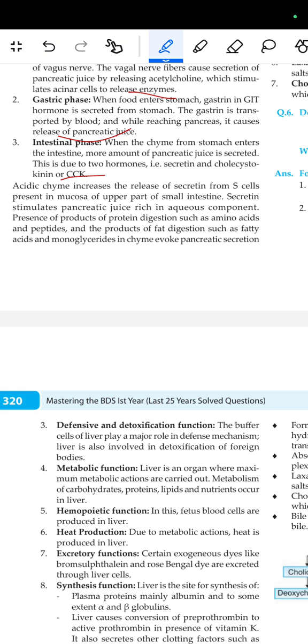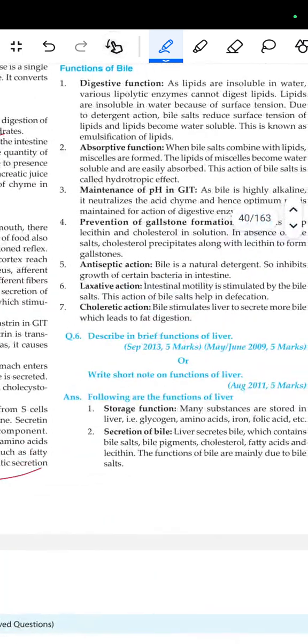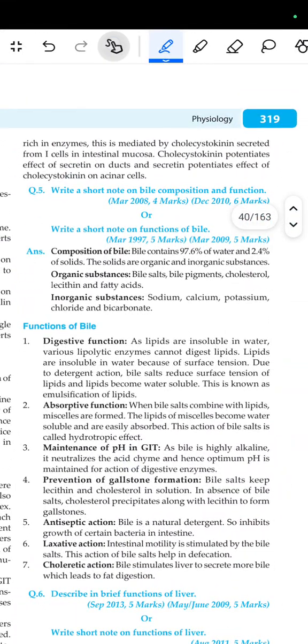Presence of the products of the protein digestion such as the amino acid and the peptides, and the products of the fat digestion such as the fatty acid and the monoglycerides in the chyme evoke the pancreatic secretion rich in the enzyme. This is mediated by the cholecystokinin secreted from the I cell in the intestinal mucosa. Cholecystokinin potentiates effect of the secretin on the ducts and secretin potentiates effect of the cholecystokinin on the acinar cell.